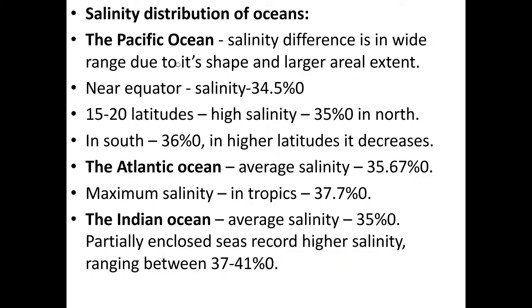Salinity distribution of oceans: the Pacific Ocean has a wide range of salinity differences due to its shape and larger areal extent. Near the equator the salinity is about 34.5 per thousand, and between 15 to 20 degrees latitude high salinity is recorded, which is 35 per thousand in the northern hemisphere and 36 per thousand in the southern hemisphere. At higher latitudes it further decreases in the Pacific Ocean, whereas the Atlantic Ocean average salinity is 35.67 per thousand, and maximum salinity is recorded in the tropics, which is 37.7 per thousand.